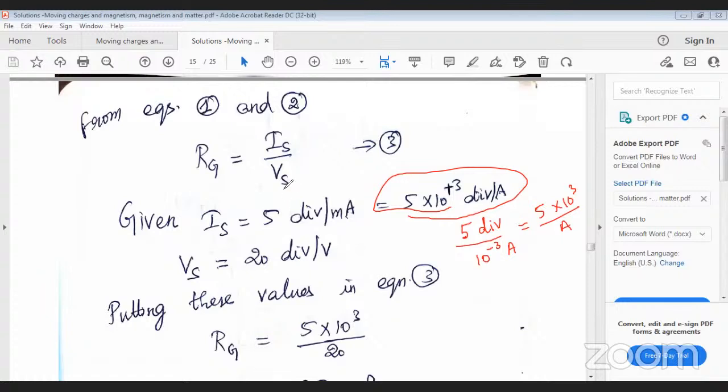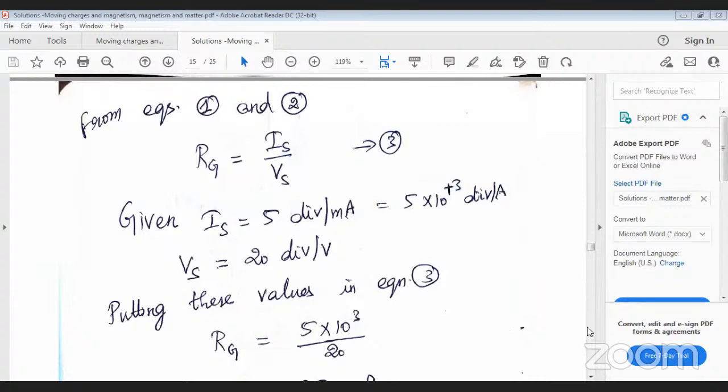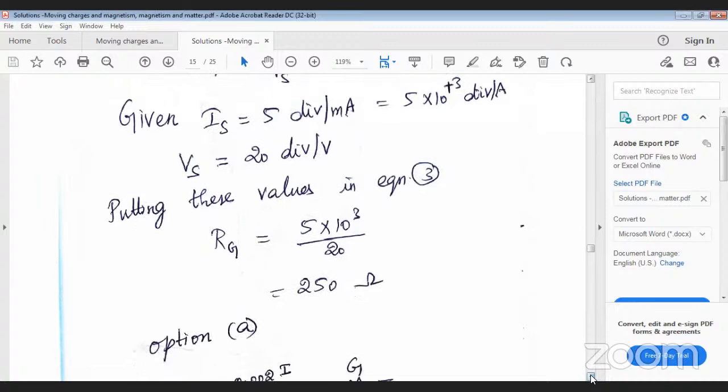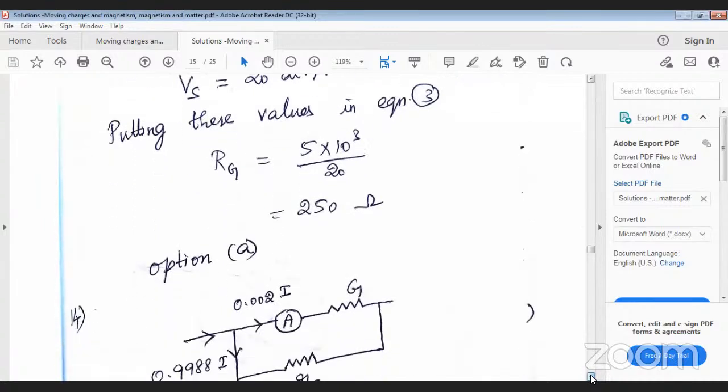Now we can substitute IS and VS values in the resistance of the galvanometer. So RG equal to IS, which is 5 into 10 power 3, divided by VS, which is 20 divisions per volt. This will give you 1 by 4 into 10 power 3. That will be 1000 by 4, which is 250. So that is 250 ohm. That is option A.